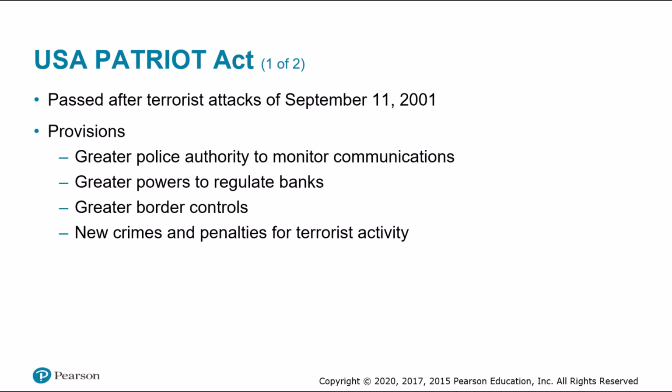The Patriot Act amended many existing laws. Its provisions fall into 4 principal categories. Number 1, providing federal law enforcement and intelligence officials with greater authority to monitor communications. Number 2, giving the Secretary of the Treasury greater powers to regulate banks, preventing them from being used to launder foreign money. Number 3, making it more difficult for terrorists to enter the United States. And number 4, defining new crimes and penalties for terrorist activity. So we're going to focus on those provisions of the Patriot Act that most directly affect the privacy of persons living inside the United States.